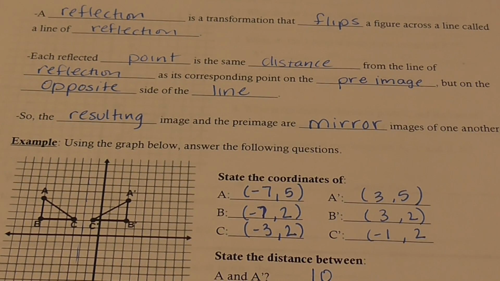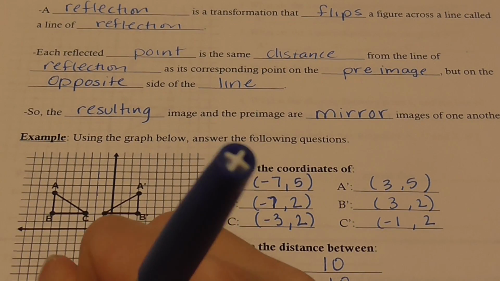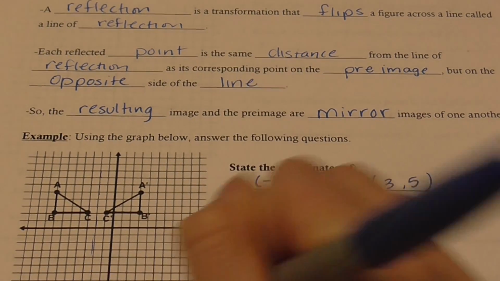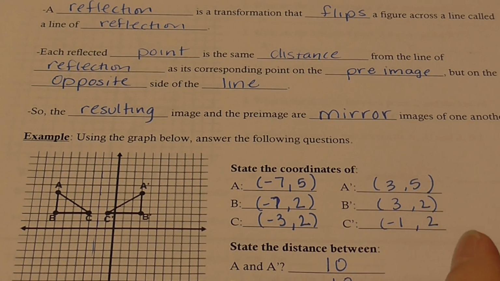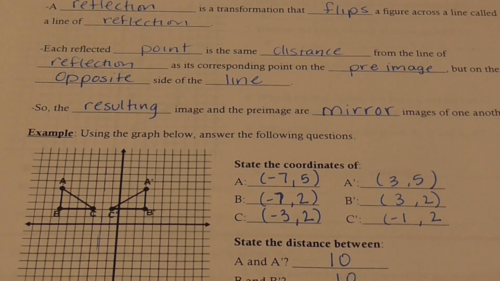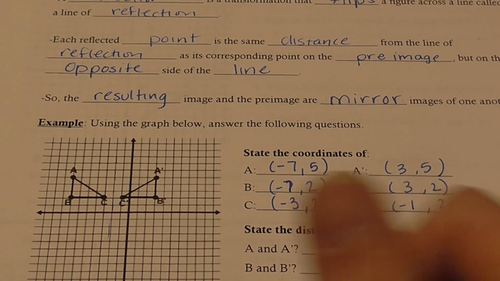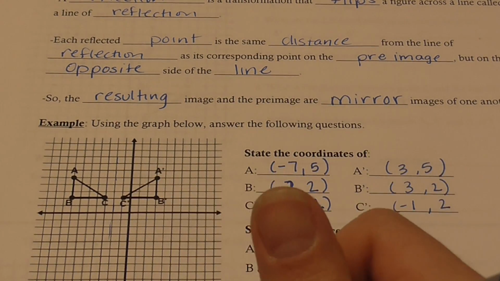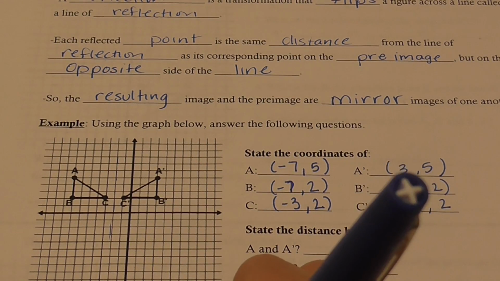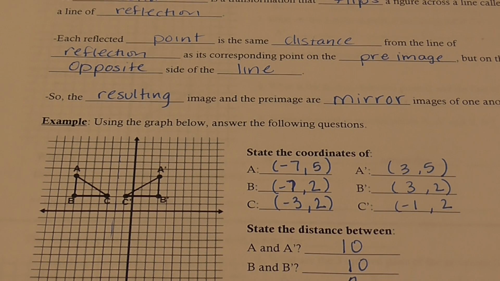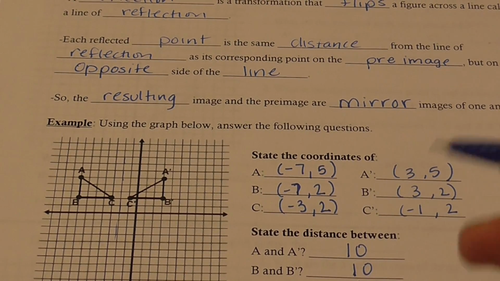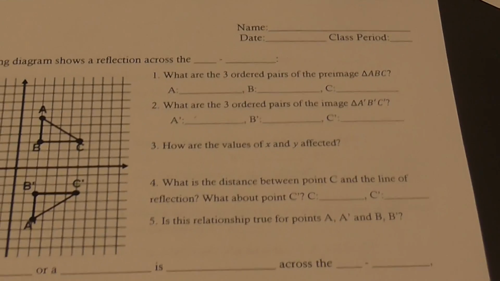Okay? So the line of reflection can be the x-axis, the y-axis, or it could be any other line in the coordinate plane. So the 3 most common lines of reflection that we're going to see are the x-axis, the y-axis, and the line y equals x. It doesn't have to be a vertical line or a horizontal line. It can be any line.